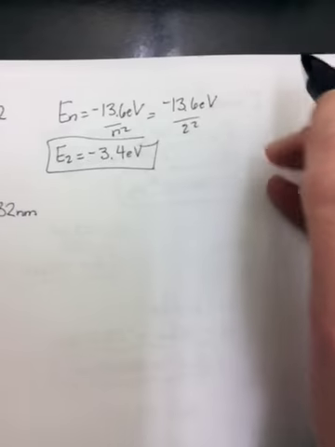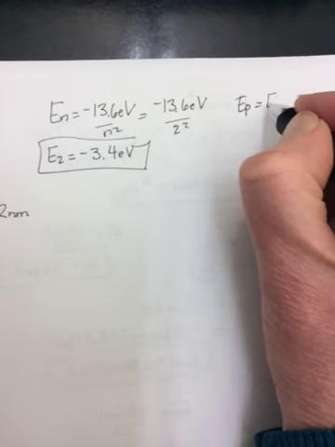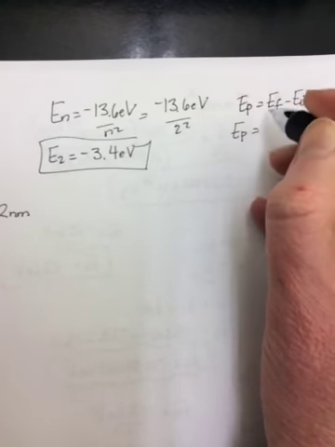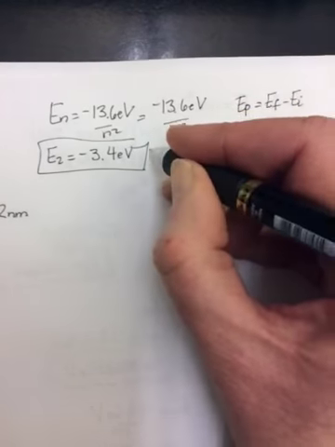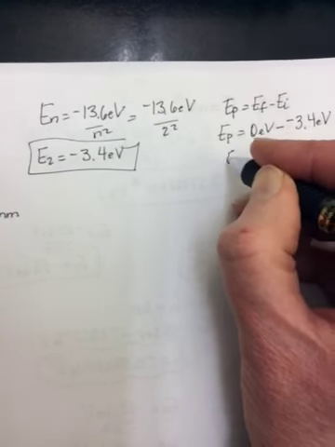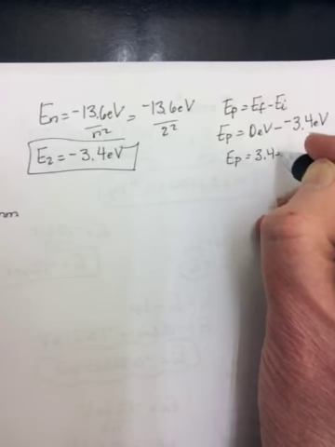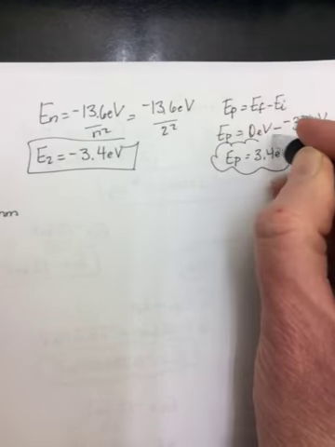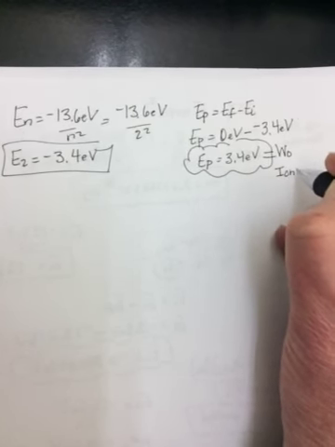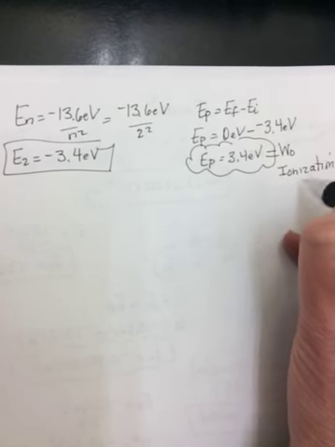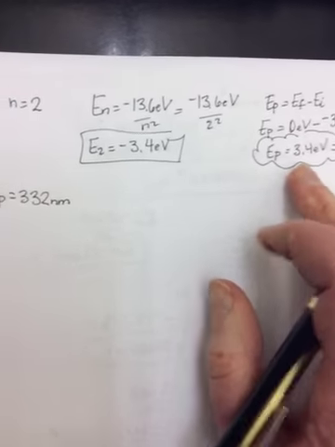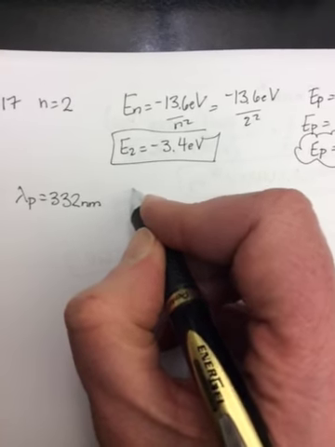So to be ionized, the EP, which is equal to EF minus EI, the final energy to be ionized is 0 electron volts, and it's starting at negative 3.4. So to be ionized, EP would have to be 3.4 electron volts or bigger, right? So this is the energy needed, or in other words, the work function or the ionization energy. And remember, we talked about that the other day. So what we need to find out then is whether this photon coming in has energy bigger than or equal to 3.4 electron volts.